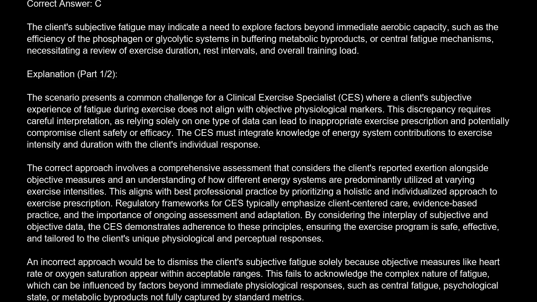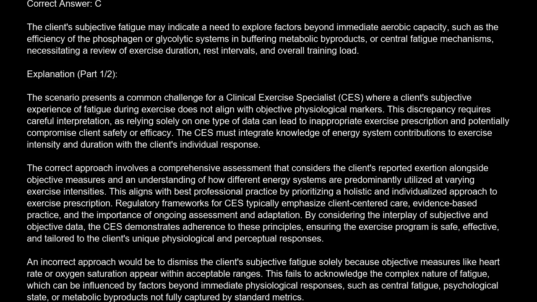Explanation. The scenario presents a common challenge for a clinical exercise specialist, CES, where a client's subjective experience of fatigue during exercise does not align with objective physiological markers. This discrepancy requires careful interpretation, as relying solely on one type of data can lead to inappropriate exercise prescription and potentially compromise client safety or efficacy.